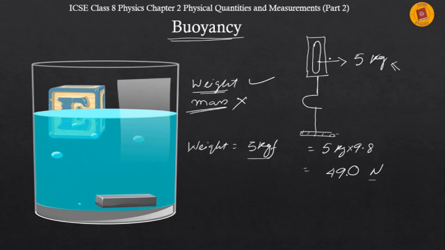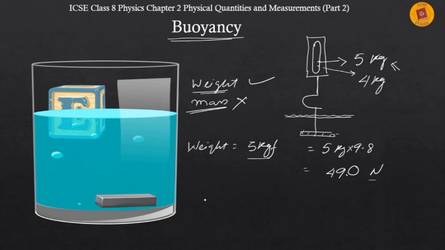Now we put the object inside water so that it's immersed. Not the whole thing, only the object, keeping it suspended in the spring balance like this. We will see that if we put the thing in water, the weight, the reading, reduces. For example, let it be 4 kg. Now it's showing 4 kg.